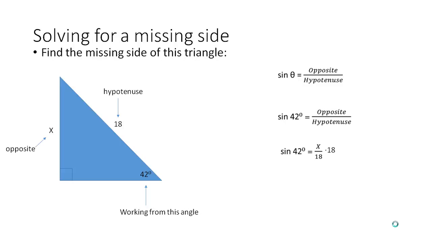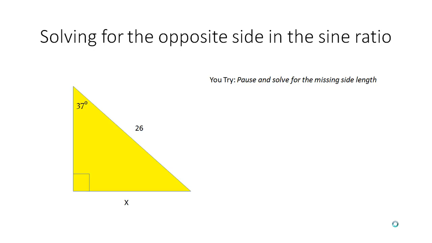In order to solve for x, we must reverse the operation taking place on the right-hand side. To do this, we multiply both the left and right-hand side by 18. This eliminates 18 from the right-hand side of the expression and gives us 18 multiplied by the sine of 42 is equal to x. In this case, x is equal to 12.04 units. This indicates the opposite side length is equal to 12.04 units.